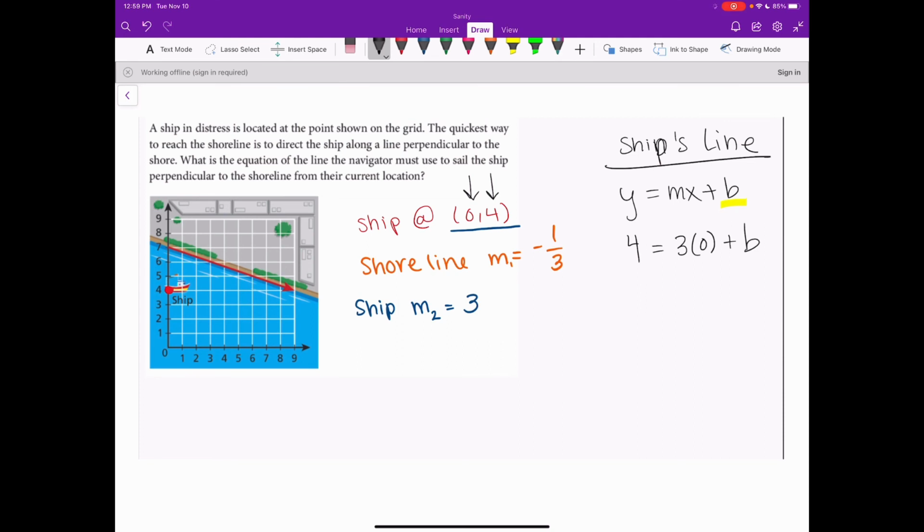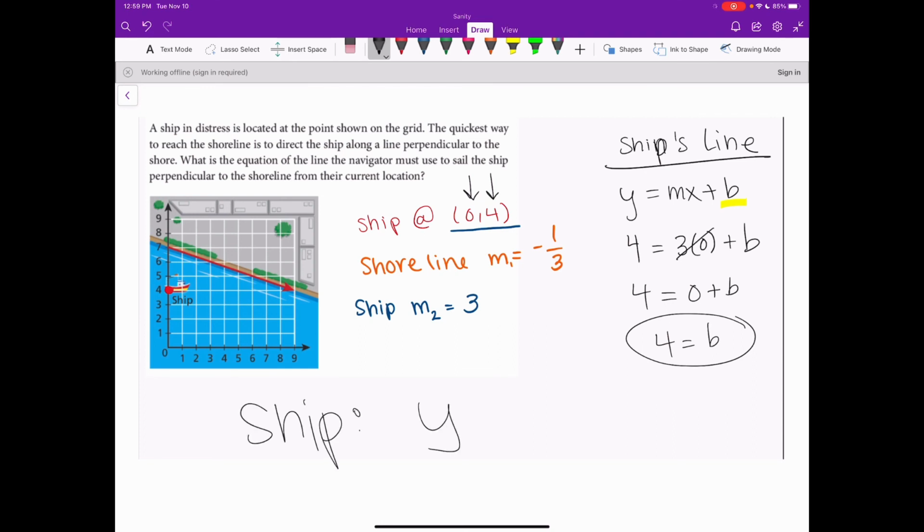And hey, check it out. 0 multiplied by 3 is just 0. So now I have 4 equals 0 plus b, which is just 4 equals b. Pretty simple. Now that I have that final y-intercept, I can finally put this together and say that the ship should follow the path of y equals 3x plus 4.